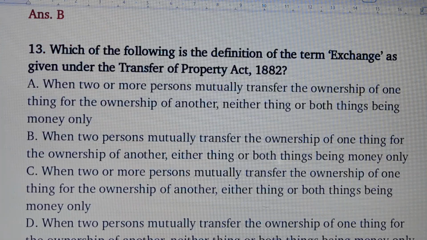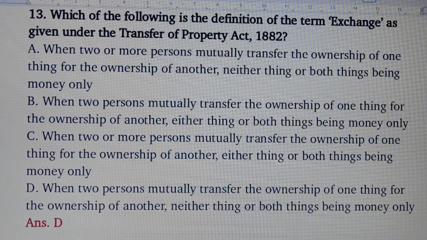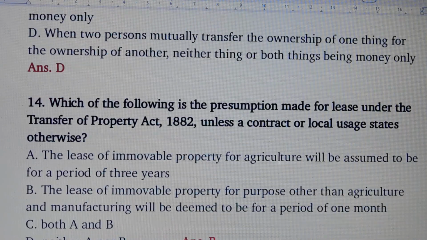Question number 13. Which of the following is the definition of the term exchange as given under the Transfer of Property Act? Answer is option number D. When two persons mutually transfer the ownership of one thing for the ownership of another, neither thing or both things being money only.